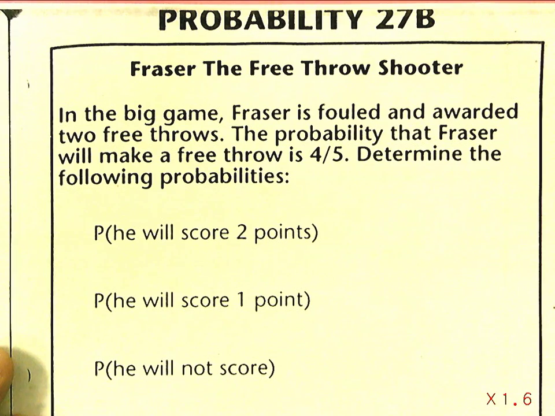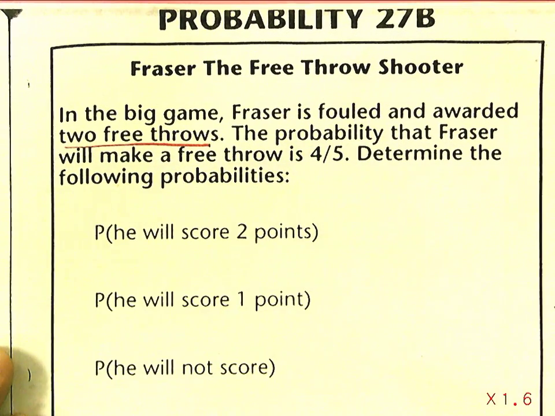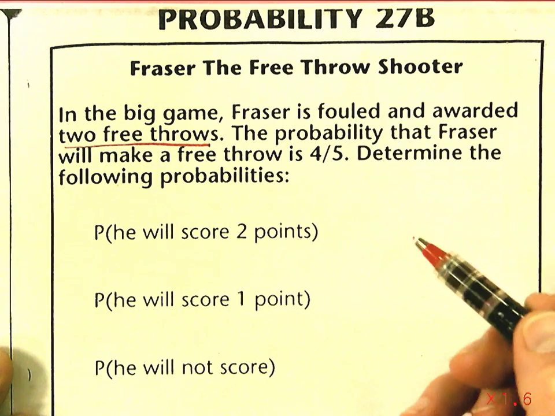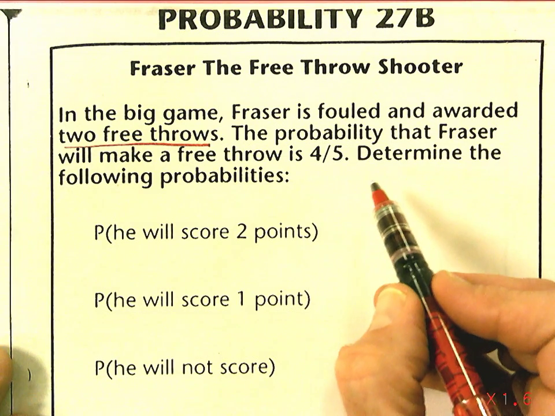So now we're looking at probability 27B, and we're looking at a scenario where we have a person shooting free throws in a basketball game. In this case, he's fouled and he gets 2 free throws. And a lot of times with free throw shooters, based on their previous work, we can kind of know how often they make free throws.